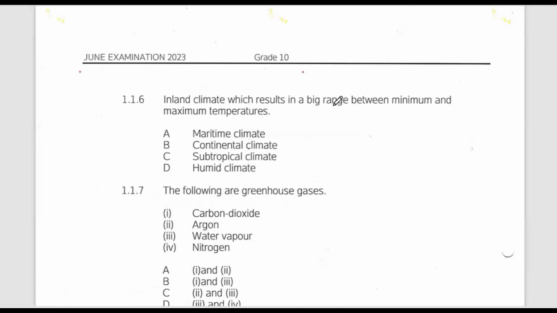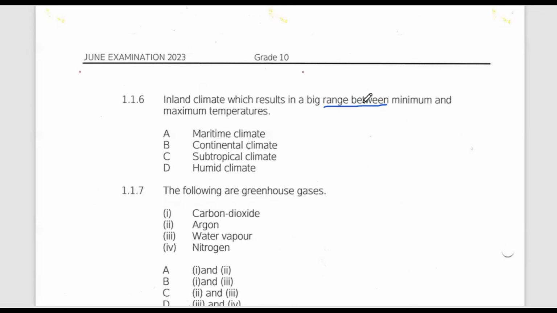And we are talking about a big range here. The range, we are looking at the difference between maximum temperature and minimum temperature. We are saying there's a wide gap between the maximum and the minimum that is possibly recorded in those places.